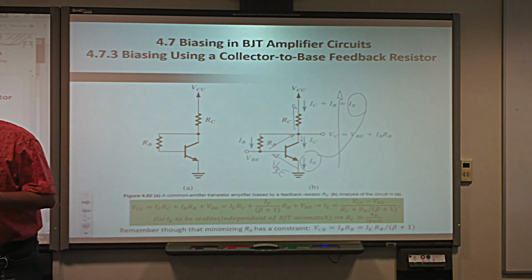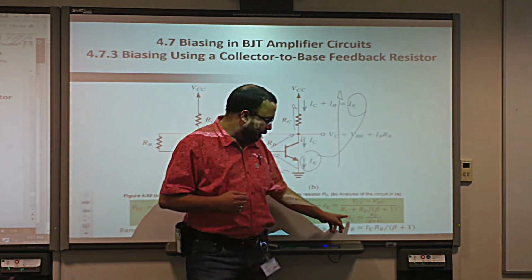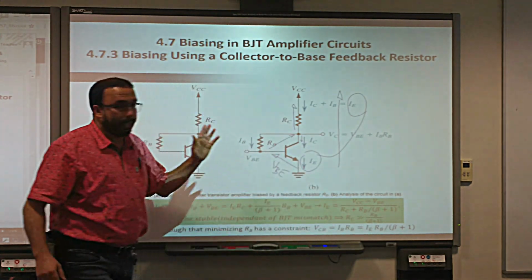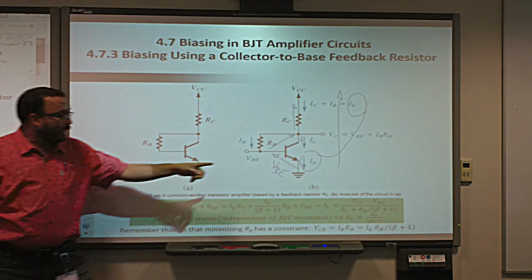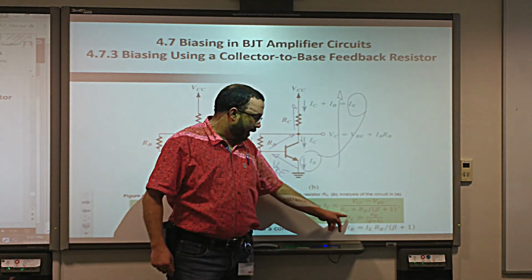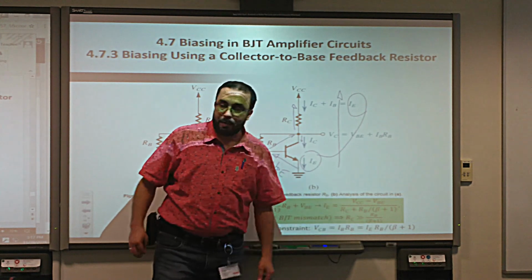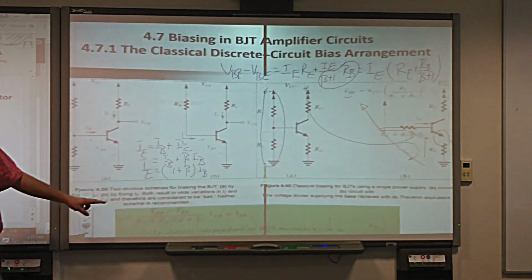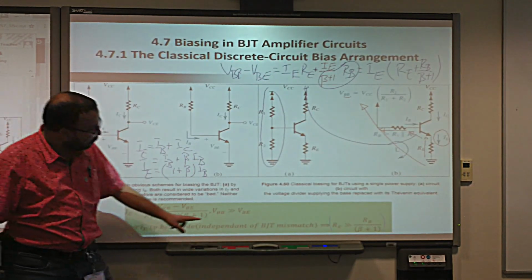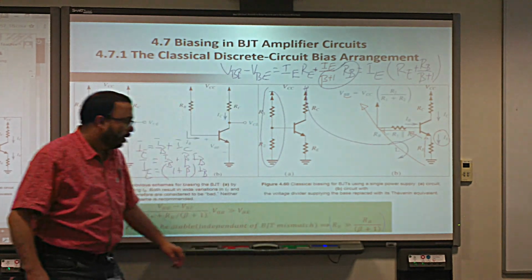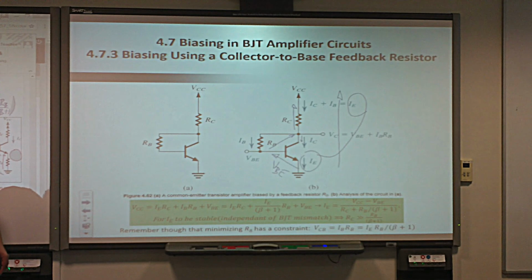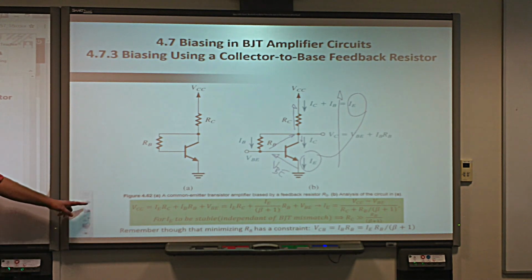But two different conditions: in this kind of biasing, RC must be much bigger than RB over beta plus 1, and in the previous one with RE at the emitter, RE must be bigger than RB over beta plus 1. This one. Yeah, RE much bigger than RB over beta plus 1. Tired. You had enough? Yes.